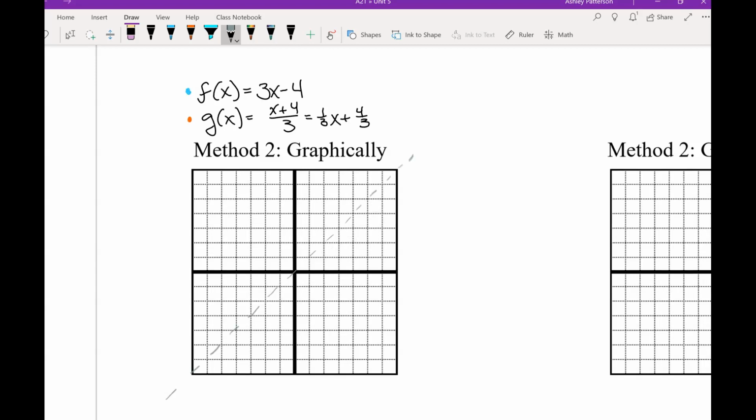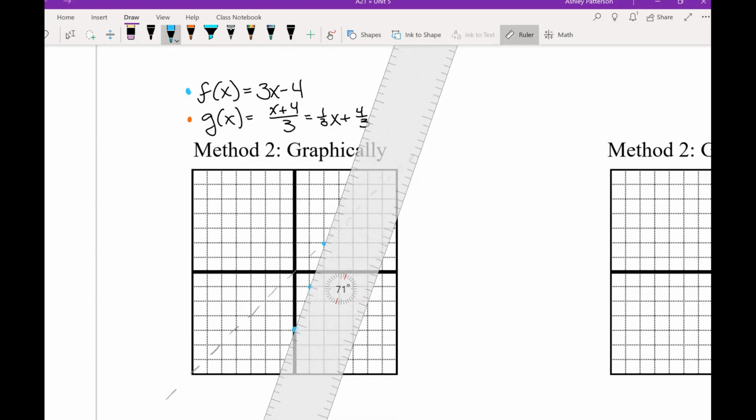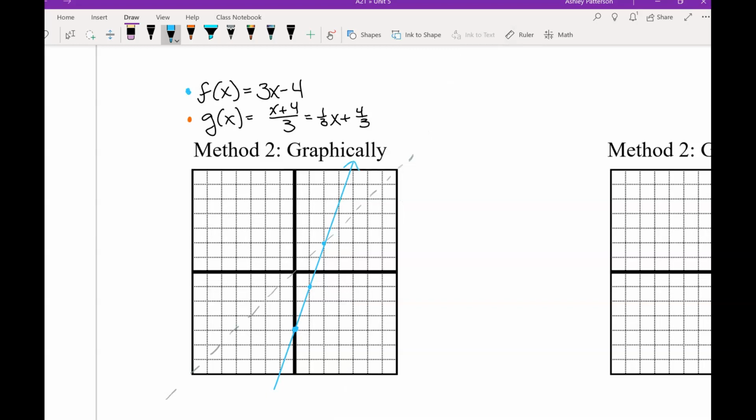Now, for that blue function, our y-intercept is at -4. And we're going to go up 3 and over 1, up 3 and over 1, since that's our slope. Okay, go ahead and grab your rulers or your straight edge of some sort so that we can draw this line. And I'm going to go ahead and write next to it that this is f of x.